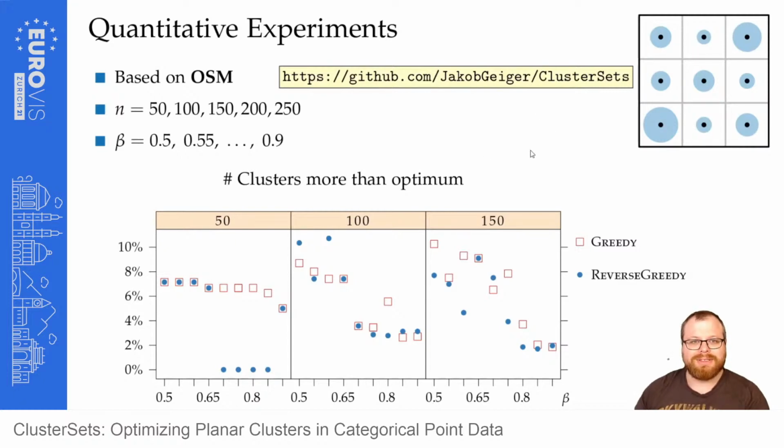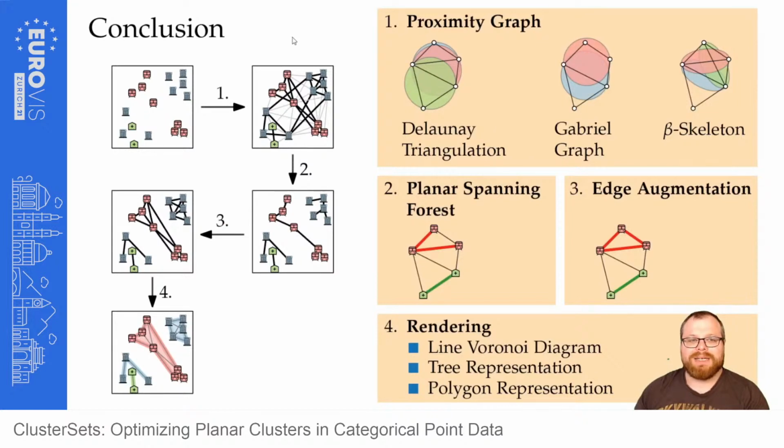Let's conclude. We developed the pipeline for the ClusterSets method. We developed heuristics to solve step 2, and we mostly focused on beta skeletons in step 1. For step 4, we considered 3 different options, where we prefer the line Voronoi and the polygon representation. We did not yet talk about step 3.